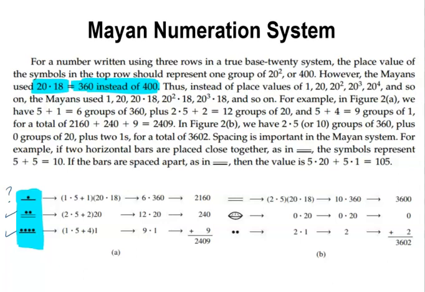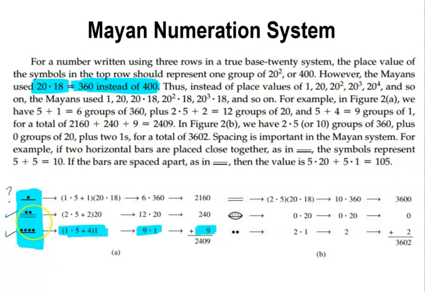It says, thus, instead of place value of 1, 20, 20 squared, 20 to the third, 20 to the fourth, like the Babylonians did with 60, they used 1, 20, 20 times 18, which is 360, 20 squared times 18, then 20 to the third times 18. So if you come down here and you look at these lines, this is the ones place. This is exactly what we think it should be. That's a bar, which is 5, and then the 4 ones, which is 9 times 1, right here, okay, which of course is 9.